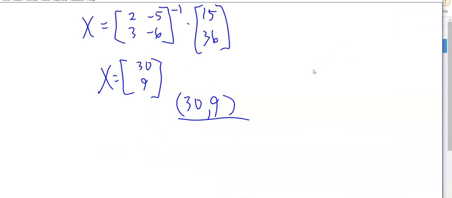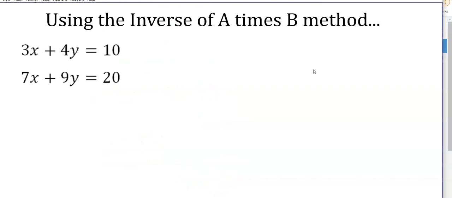Once you get this, it's not a hard lesson. So use the inverse of A times B. I'll just write it out here. X would equal... sometimes it helps to write out what you're going to type in your calculator. I do find that is helpful.